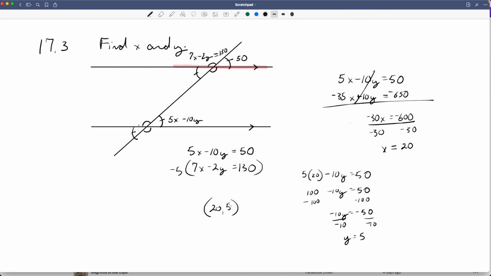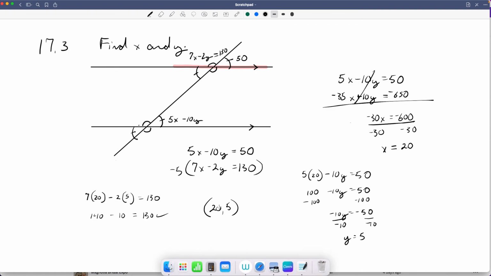Now what I'll do is I will go ahead and check that just to make sure. And I think I'm going to check it on this one just to use a different equation. 7 times the value of x, which is 20, minus 2 times the value of y, which is 5, is equal to 130. 140 minus 10 is indeed equal to 130. So I know I got the right answer.